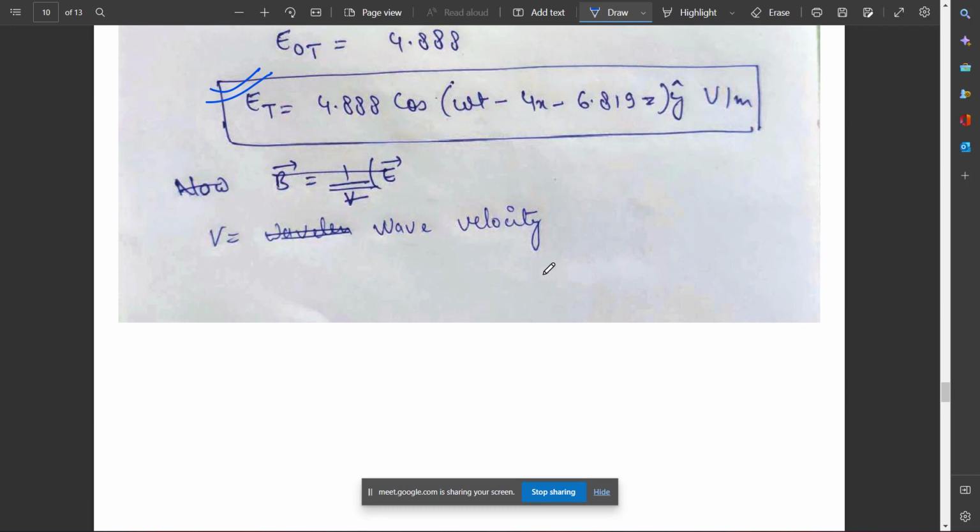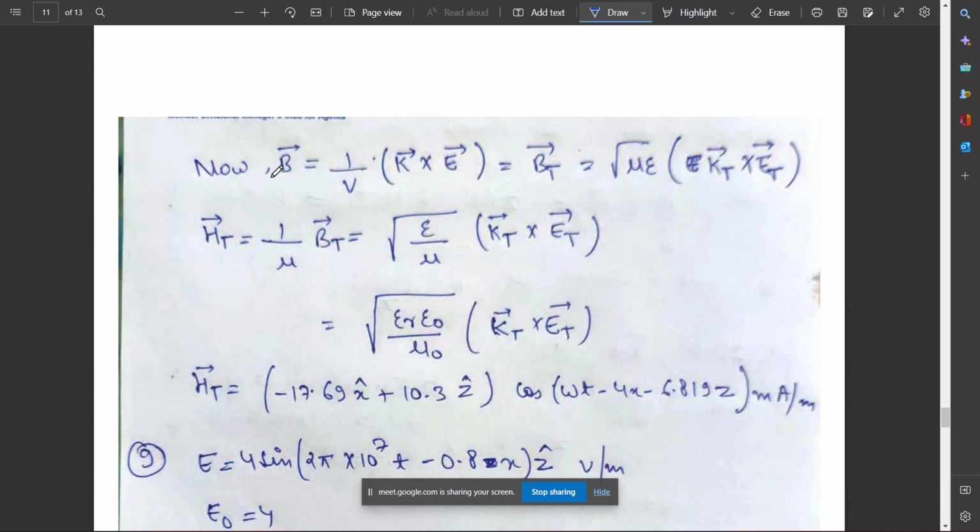Now we have to find the transmitted magnetic field. The magnetic field B vector is equal to 1 upon V, where V is the wave velocity, dot K cross E. K vector cross E vector. So for the transmitted magnetic field we can write the same thing, KT cross ET, and instead of writing 1 upon wave velocity, we have another formula: 1 upon V is equal to under root mu epsilon, right?